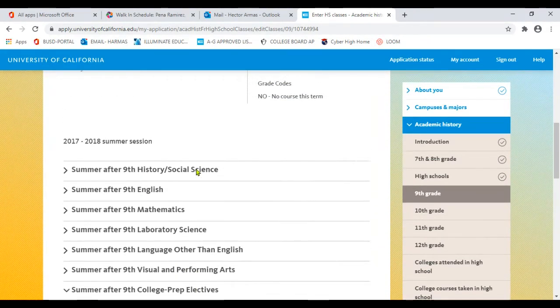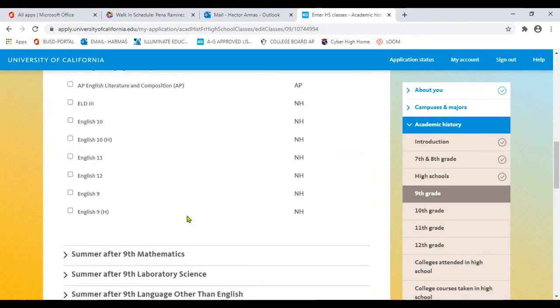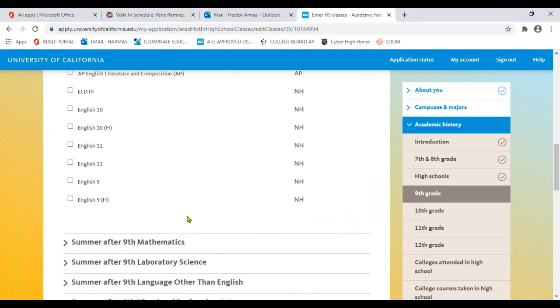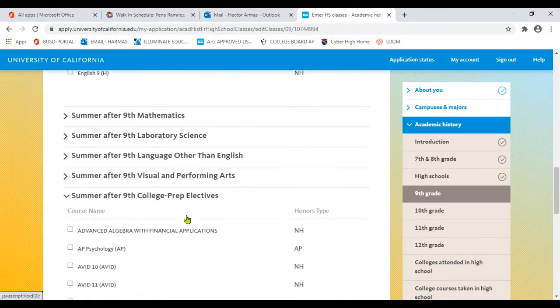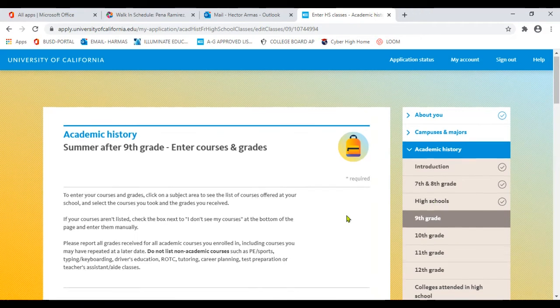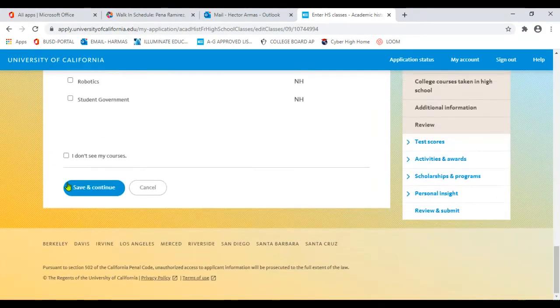Let me go to English. Mr. Armis, those are all the summer. If you notice, all of them say summer. Yeah, I'm wondering how I got to summer. I think you need to close that and go to the summary for 9th grade. And then you could potentially go back.